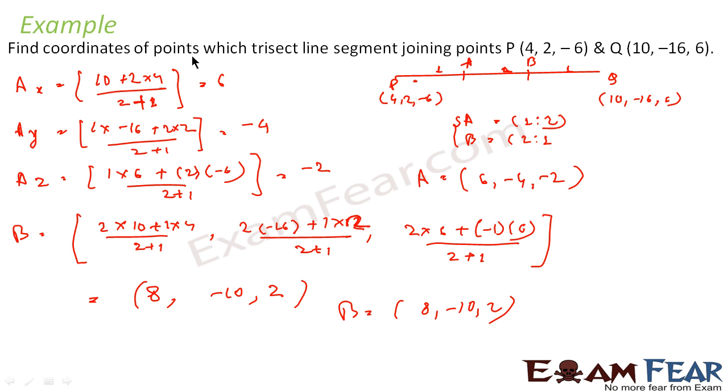So we have to find the coordinates of the points which trisect this line. The coordinates are nothing but A and B, where A is (6, -4, -2) and B is (8, -10, 2). And that is the answer. So what we have done, we have just plotted the points P and Q, and we found points A and B. A divides this line in 1:2 ratio and B divides this line in 2:1 ratio, and then we used the formula to get the values of A and B.